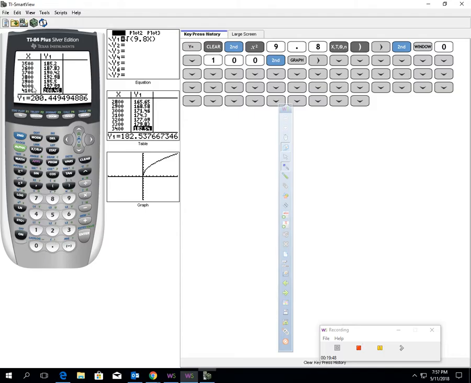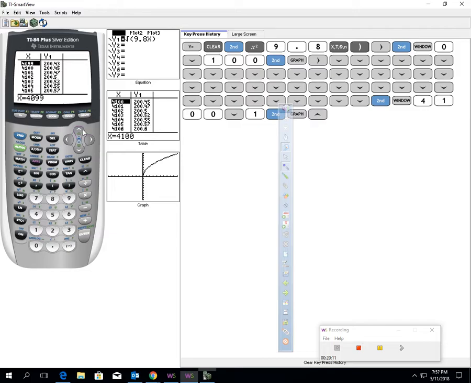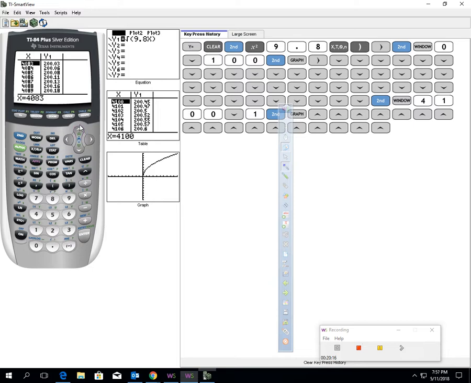So now let's change our table. We'll start it at 4,100. We want to know when y is 200. Let's make an interval now of 1. And now let's investigate. I'm looking for 200. I'm getting close here. Looking for the closest to 200. Looks like my answer is about 4,082.